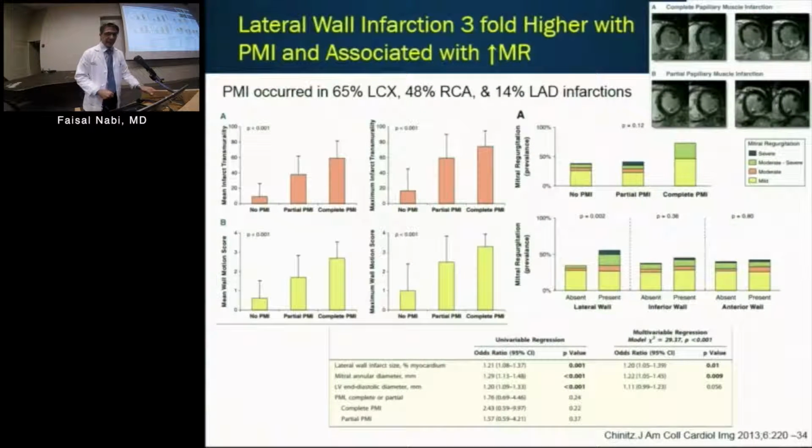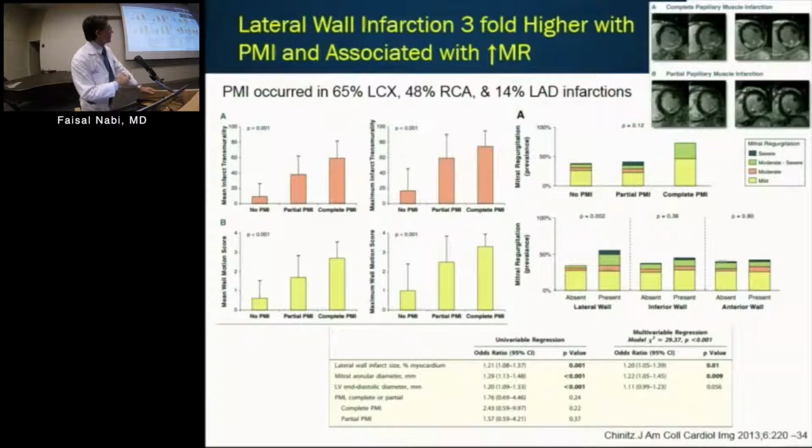This was another study that I came across where they tried to look at how delayed enhancement can be used to identify mitral regurgitation and partially give insight into the severity of mitral regurgitation. And so what they did was they looked at papillary muscle infarction, whether it be none, partial, or complete. And what they found was in patients who had greater severities of papillary muscle infarction, you had increasing infarct transmurality, increasing mean and maximal infarct transmurality, and increasing wall motion scores.